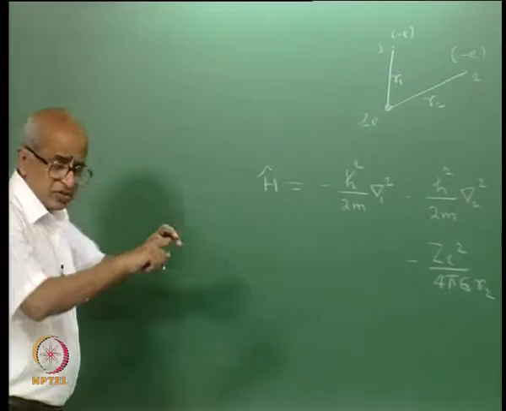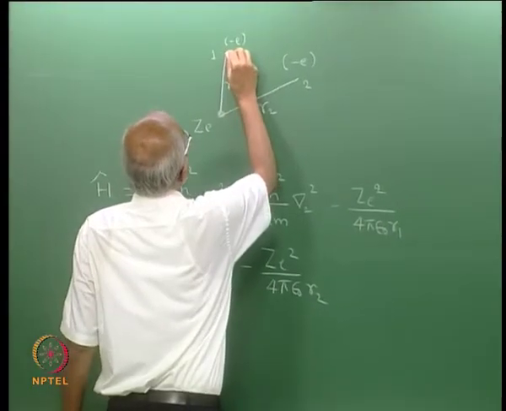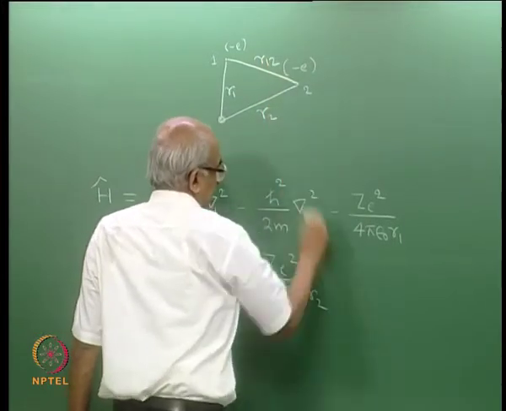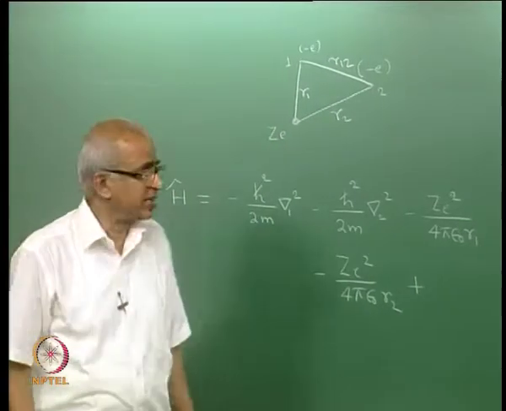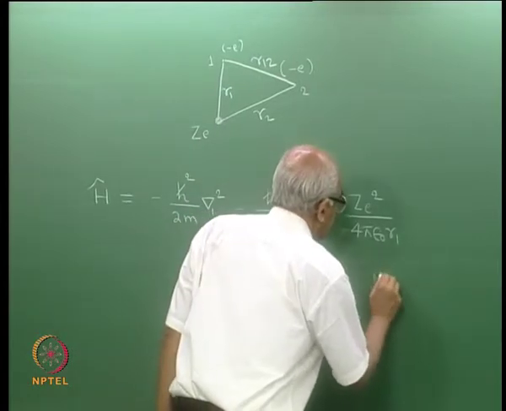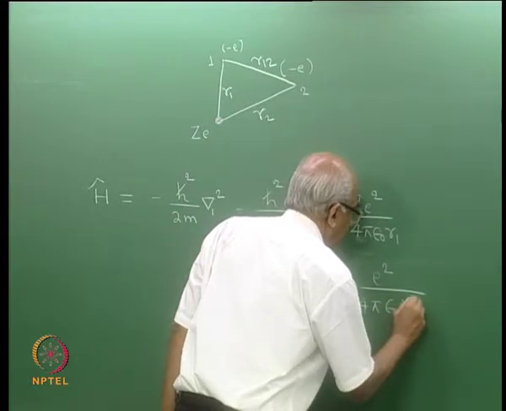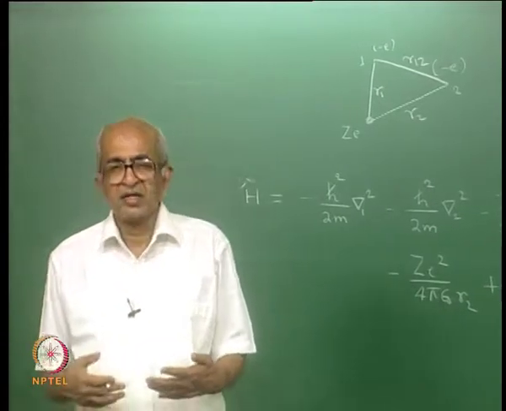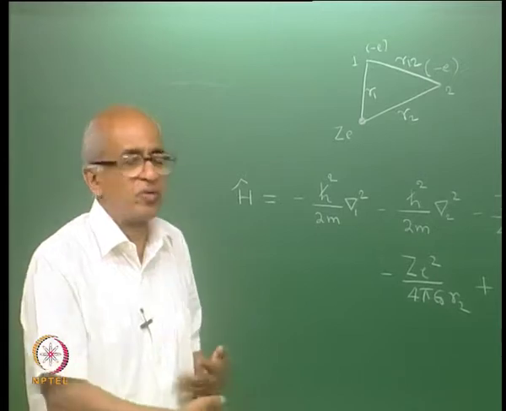And not only that, the 2 electrons have the same kind of charge, as a result of which they repel each other. So let us denote this distance as r12, and the repulsive interaction increases the energy of the system, and therefore I have a plus sign here, plus e² divided by 4πε₀r12. So this is the full Hamiltonian for the system. And as I have already told you, there are 6 partial differentiations involved in this operator.